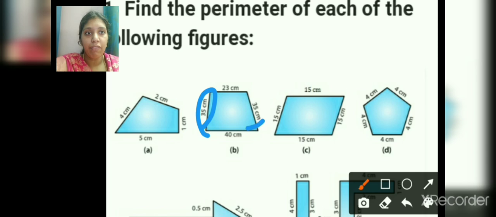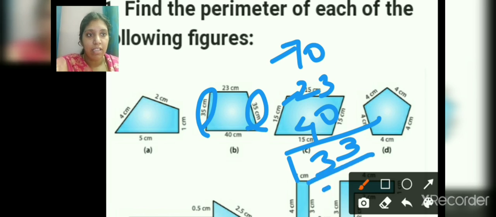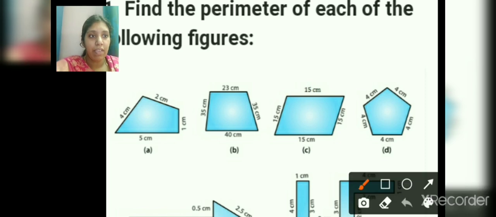35 plus 35 is 70. Then 70 plus 23, plus 40, so we are adding all the sides. So 70 plus 23 is 93, 93 plus 40 is 133. So it is 133 centimeters. Okay, now the next figure.